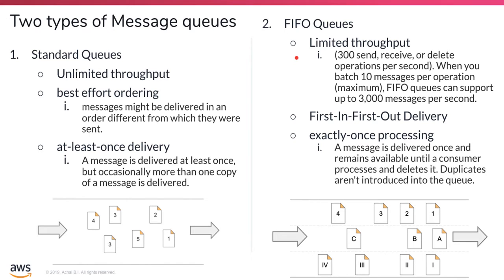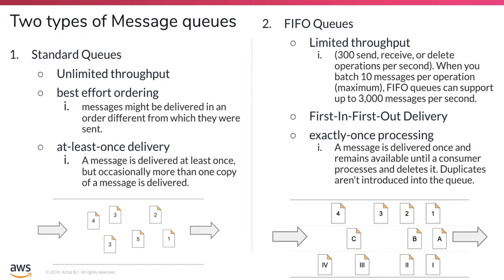So FIFO queues provide you limited throughput. They can give you 300 operations per second, whether it is send, receive, or delete. So if 150 messages are being sent into the queue and 150 messages are being processed, that is the max throughput it can provide. But if you use batch processing, you can batch up to 10 messages per operation, so you could go up to 3000 messages per second.